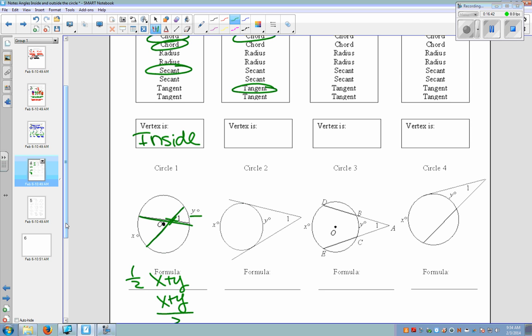All right, so our formula is, oh, sorry. All right, so our vertex is outside. Here's our vertex. They're crossing on the outside. So our formula is 1/2 of big arc minus little arc, so x minus y. Or you could say x minus y divided by 2, same thing.